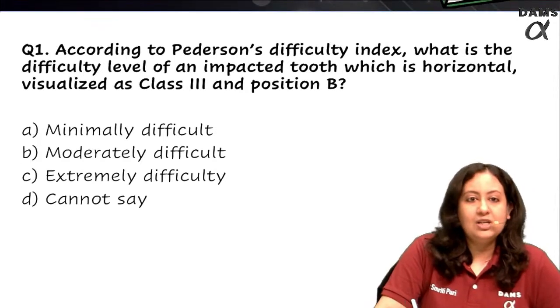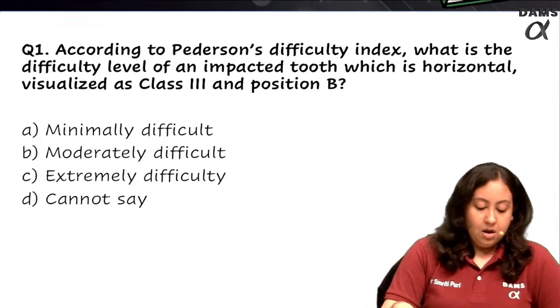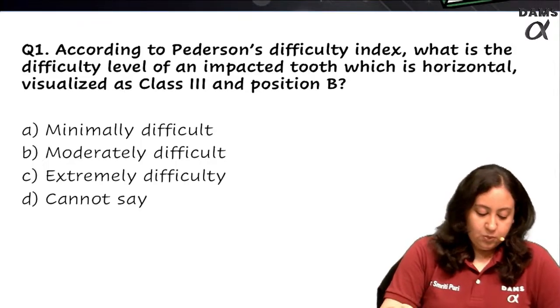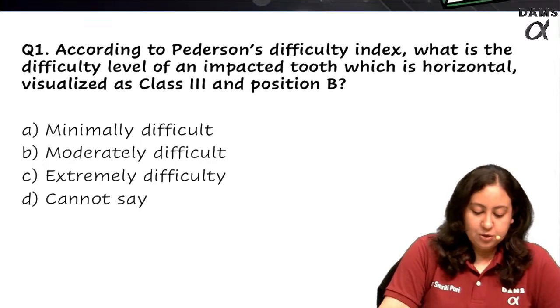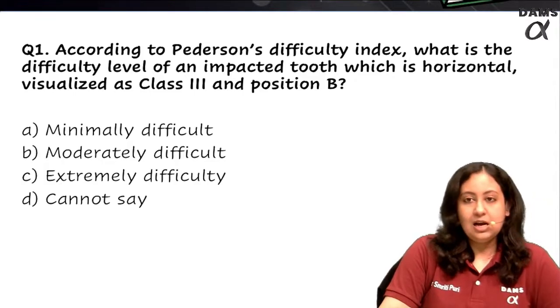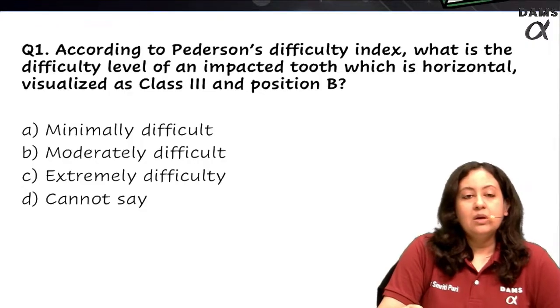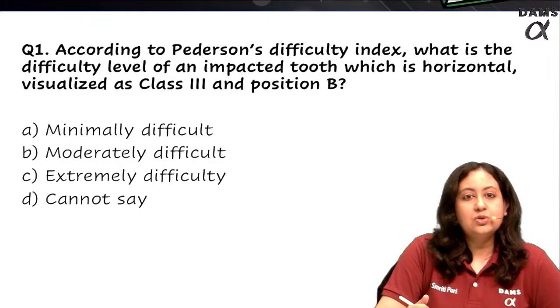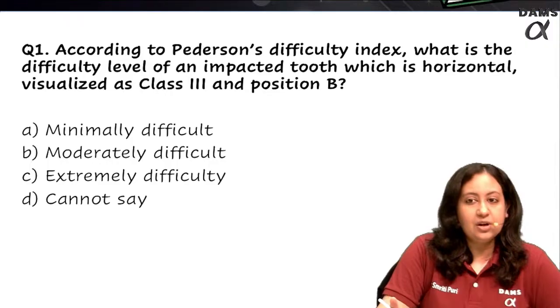Coming to question number 1. According to Pedersen's difficulty index, what is the difficulty level of an impacted tooth which is horizontal, visualized as class 3 and position B? So in this question, what you're supposed to do is the scoring, and as per the scoring, figure out whether it is a minimally difficult or easy tooth to extract, moderately difficult, or extremely difficult.